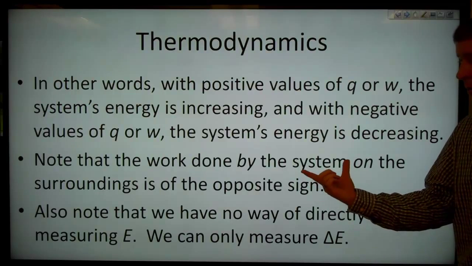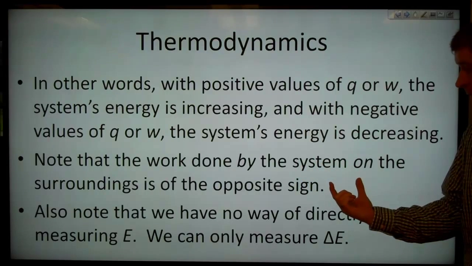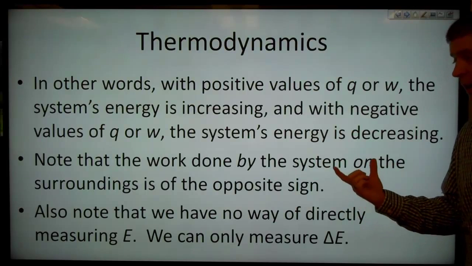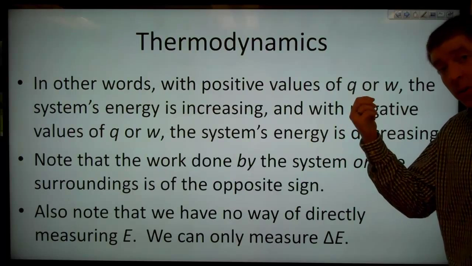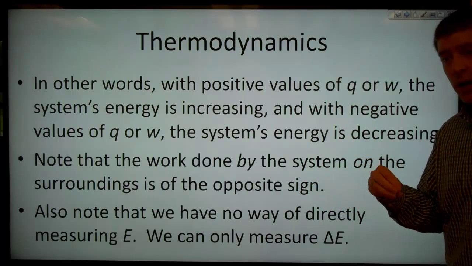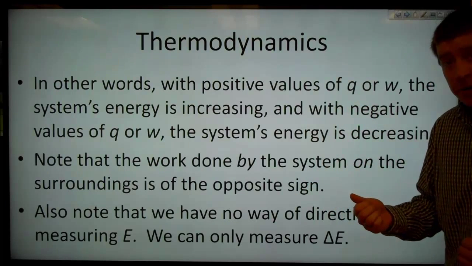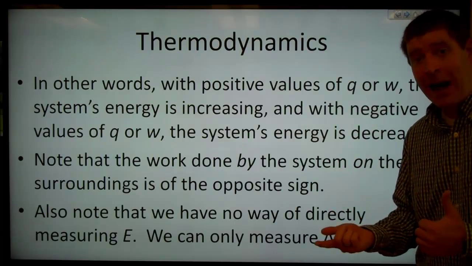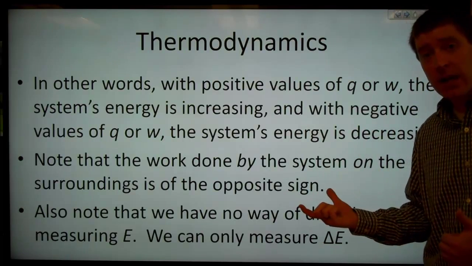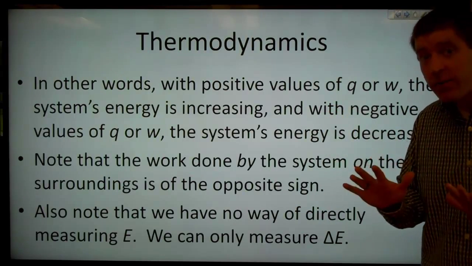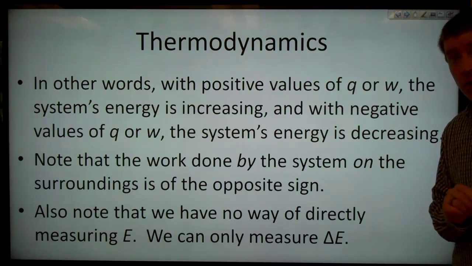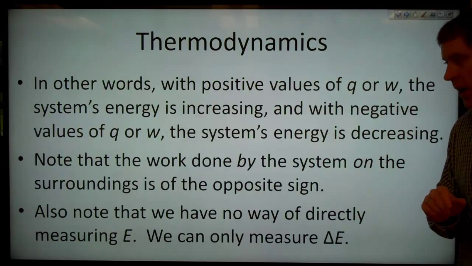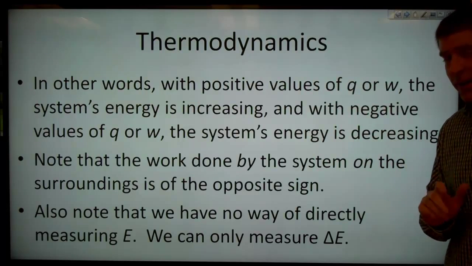And note that the work done by the system on the surroundings is of the opposite sign. So we're talking about the W in that last equation was work done on the system by the surroundings, but work done by the system on the surroundings has the opposite sign of that W. So you have to be careful which convention you're using for signs and which way you're defining Q and W, because not everybody does it the same.